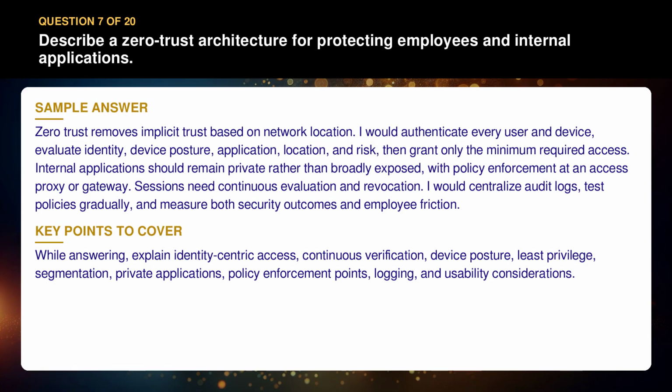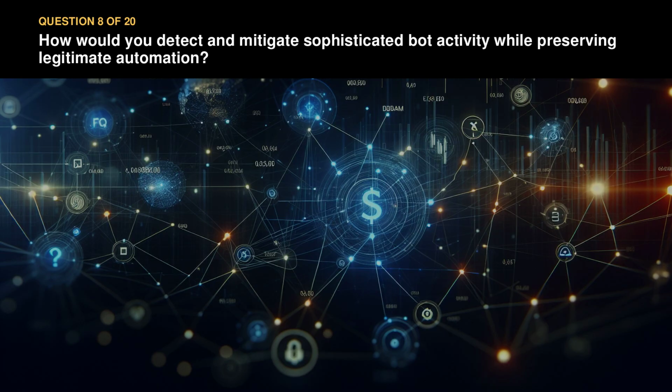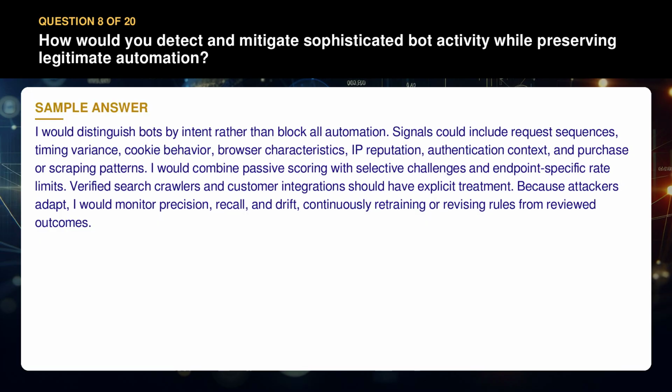considerations. Question 8. How would you detect and mitigate sophisticated bot activity while preserving legitimate automation? I would distinguish bots by intent rather than block all automation. Signals could include request sequences, timing variance, cookie behavior, browser characteristics, IP reputation, authentication context, and purchase or scraping patterns. I would combine passive scoring with selective challenges and endpoint-specific rate limits.